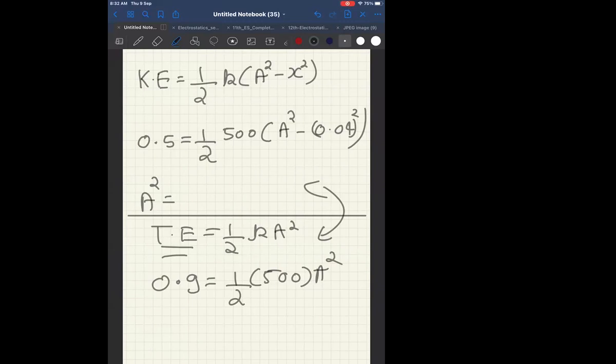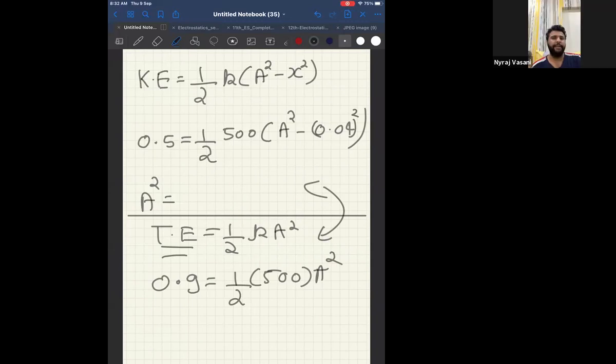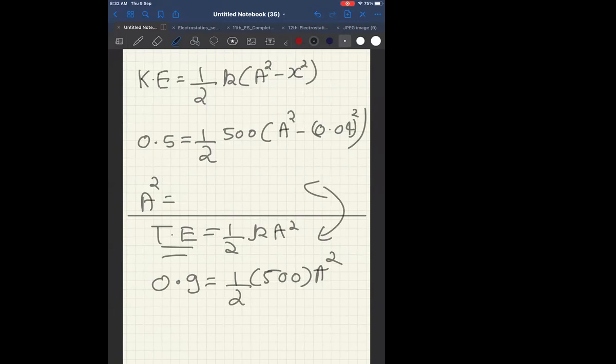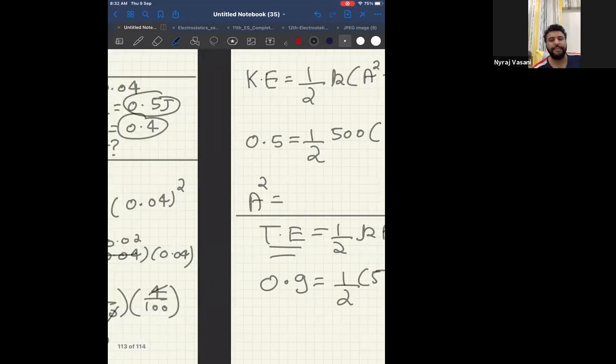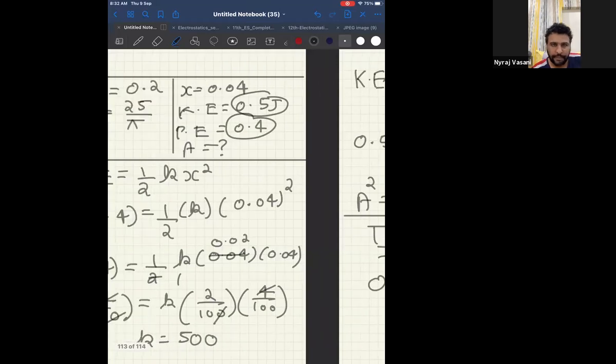Sir, in the whole sum, I didn't use the value of x only. You don't need the value of x if you're using total energy. But for finding potential energy, half k x square, to find that k, you will need the value of x. Otherwise, how did you find k? That is the question. Sir, first I got omega because we have the value of frequency. Then from k is equal to m omega square, I found k. Yes, there you use the value for mass because mass is given. That is correct. Perfect.